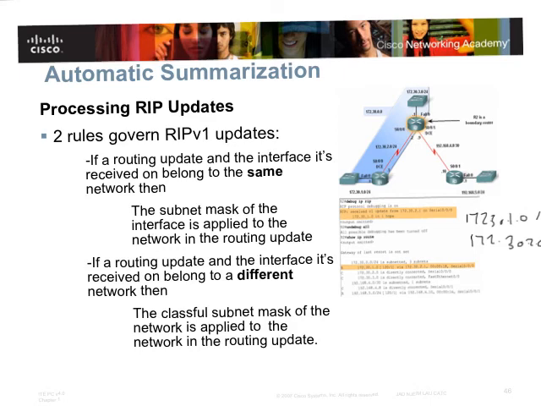If I receive a route update with a route entry, and this route entry happens to exist in the same major network as that interface, then use the subnet mask of that interface for this route entry.